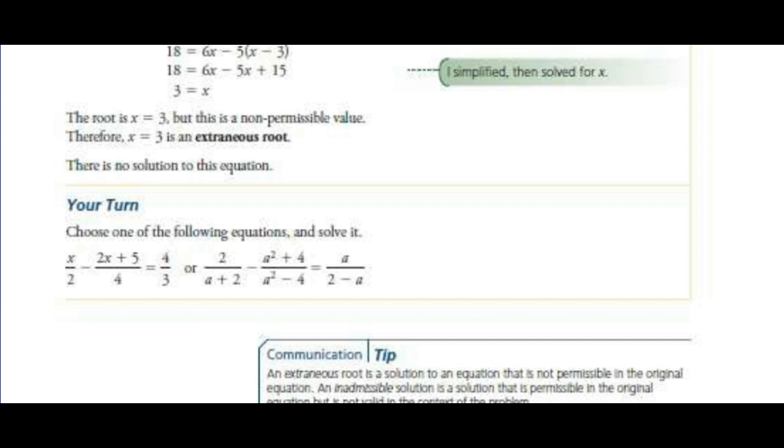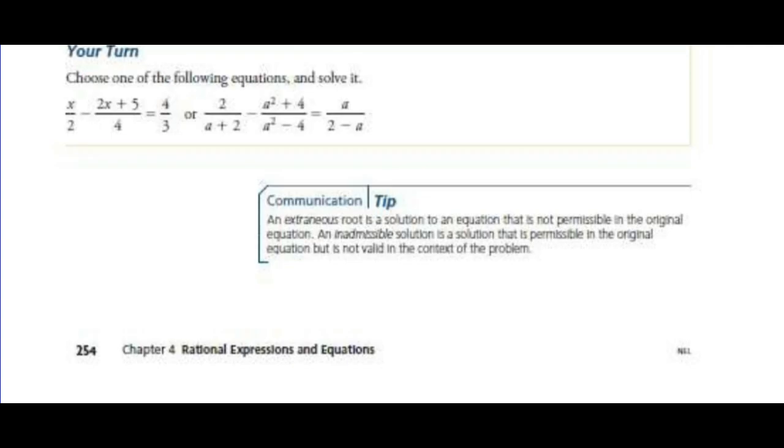This is a non-permissible value. It's called an extraneous root. It's a root that is only introduced by the solution method. Then it says down here, the solution of the equation is not permissible in the original equation. An inadmissible solution is a solution that is permissible in the equation, but is not valid in the context. You're not going to have to differentiate between the two. In the end, you just have to reject that solution.